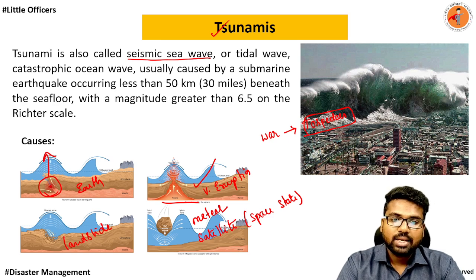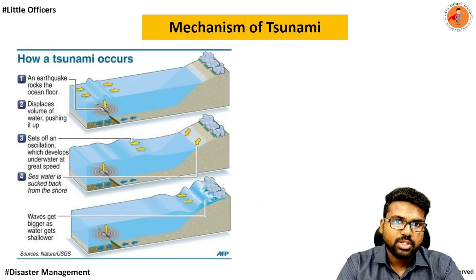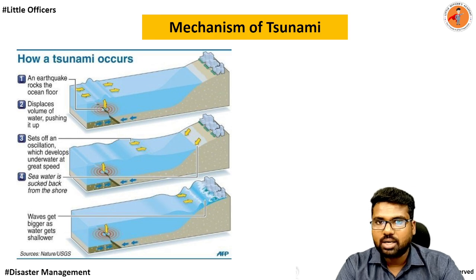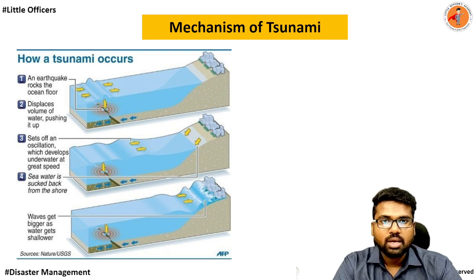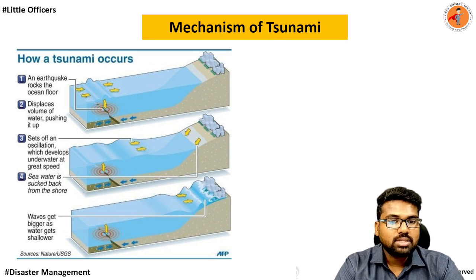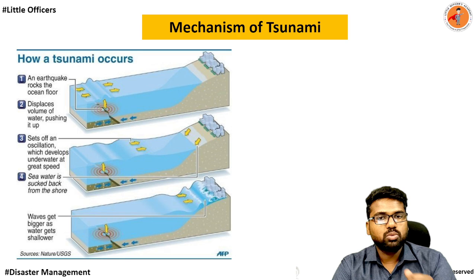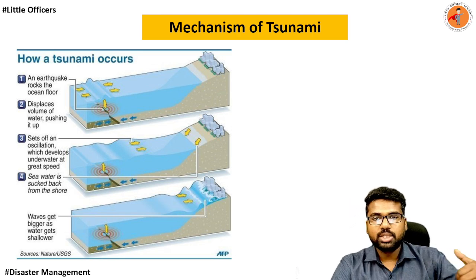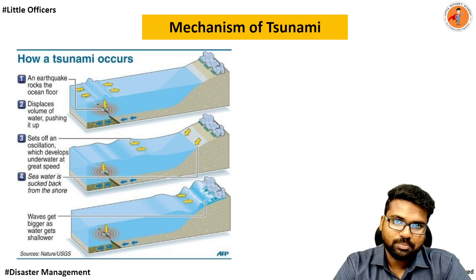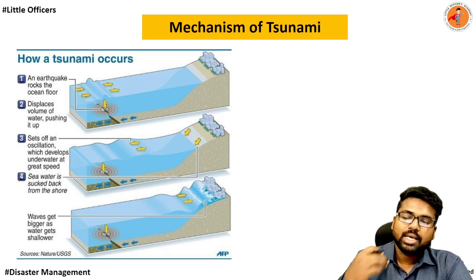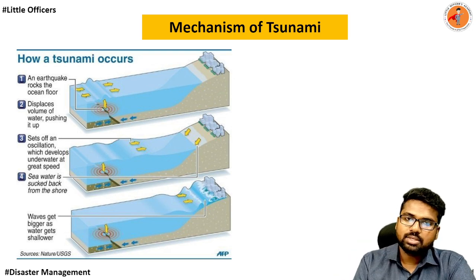Okay, now let us see what is the mechanism of the tsunami and how it occurs. See, generally when a tsunami happens, it is suggested that instead of being on the coast or in the coastal side, it would be better if you go into the deep ocean, because people in the deep ocean will be less vulnerable. Why less vulnerable? What is the mechanism? If you understand the mechanism, you'll understand it.